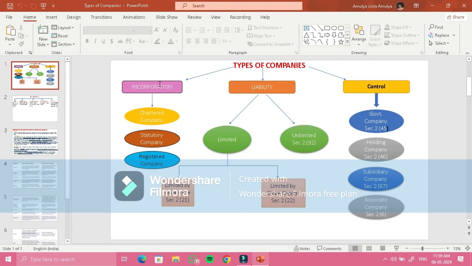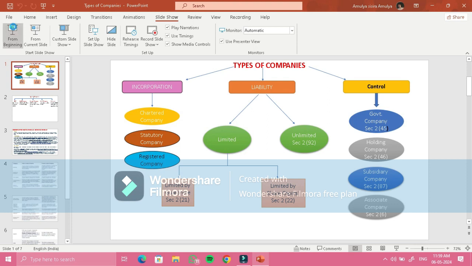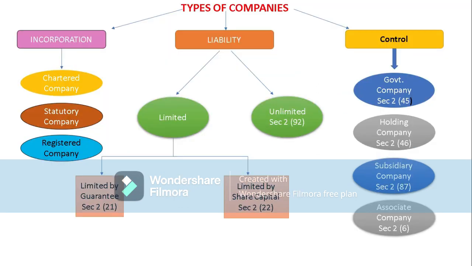So the first aspect is on the basis of incorporation. On the basis of incorporation, it can be studied under three headings: one is chartered company, statutory company, and registered company. So under incorporation, a company is incorporated as a royal or chartered company, statutory company, or registered company.